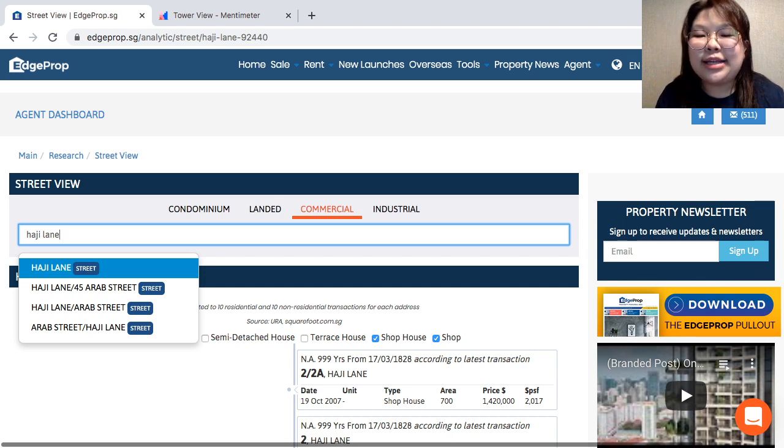Okay, so if there are shop houses along the street that you key in, they will show up under the results. Okay.